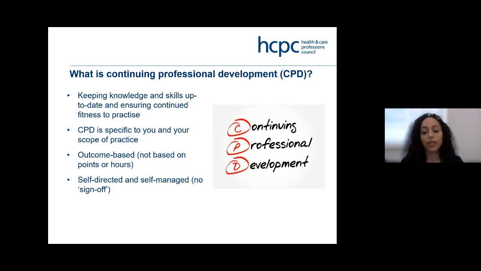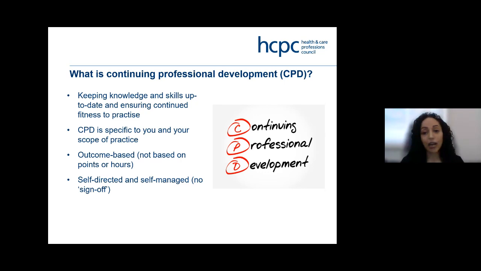We are mindful that we have 15 different professions, and within those, we may have someone that is more frontline and someone that's more based in management or academia. So you need to ensure that the CPD that you are doing is relevant to your scope of practice, and I will be talking more about that later on.